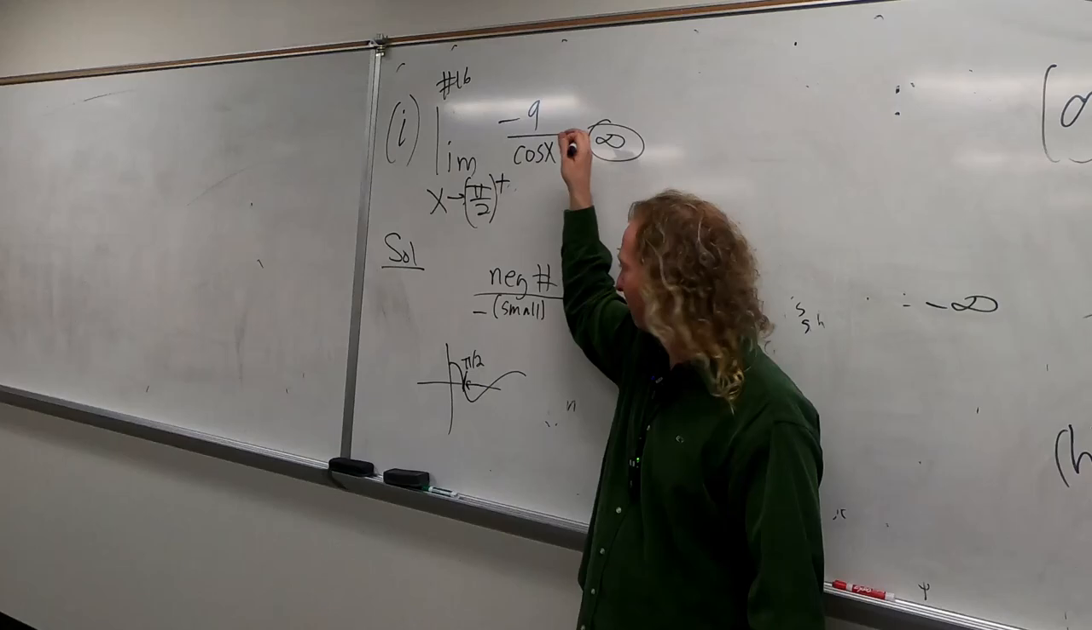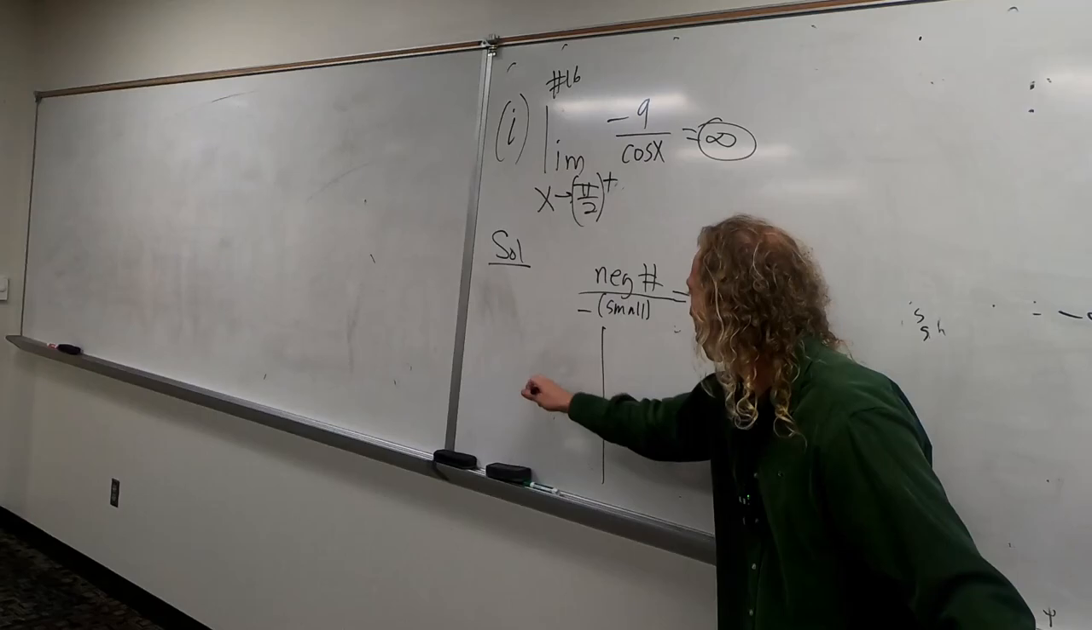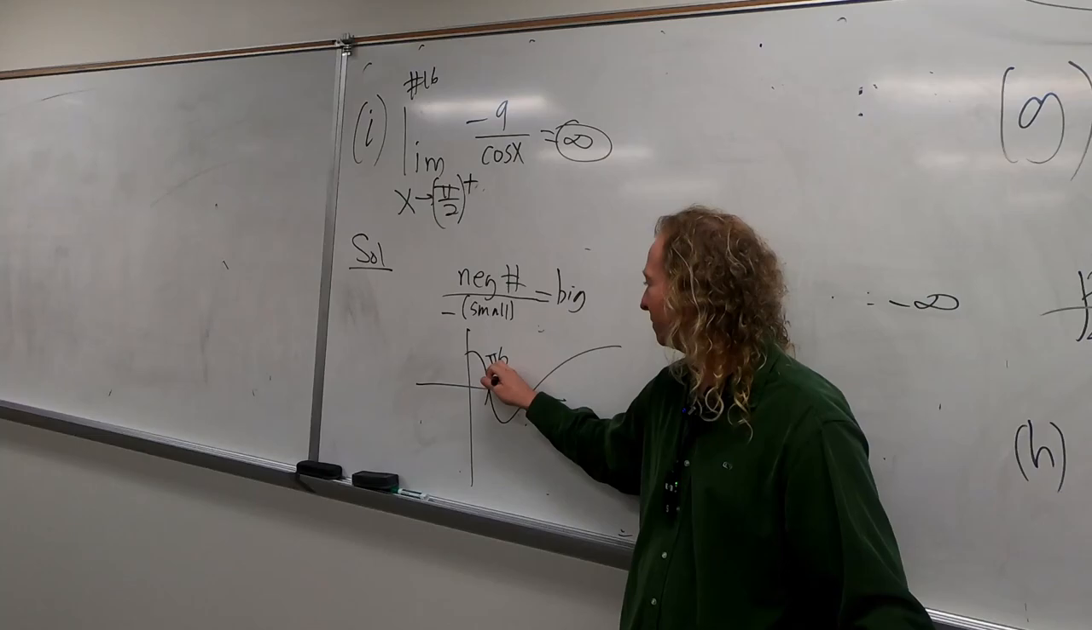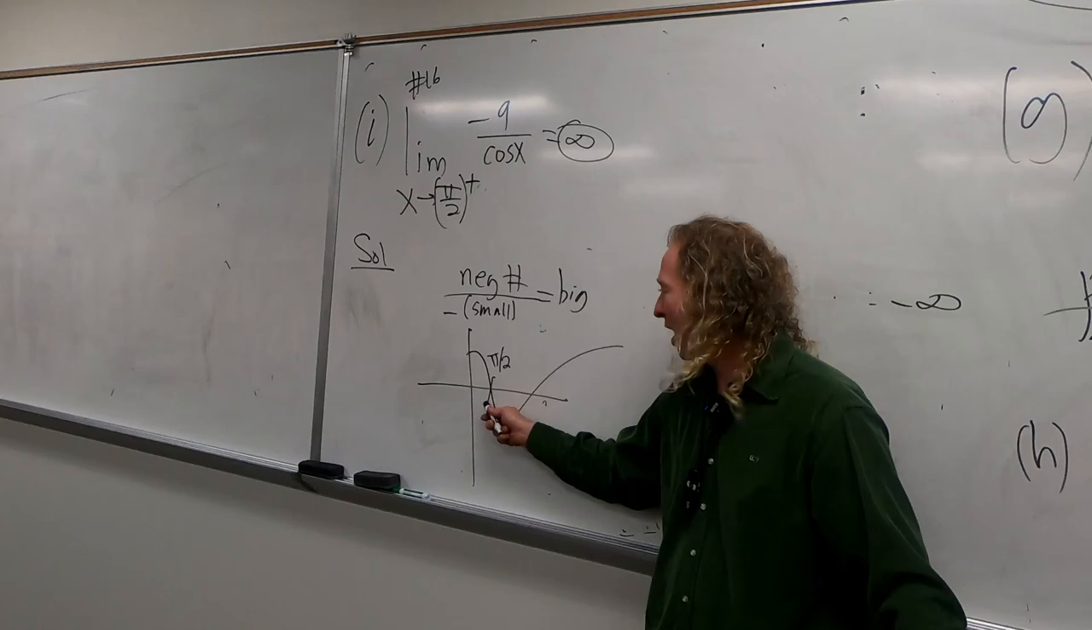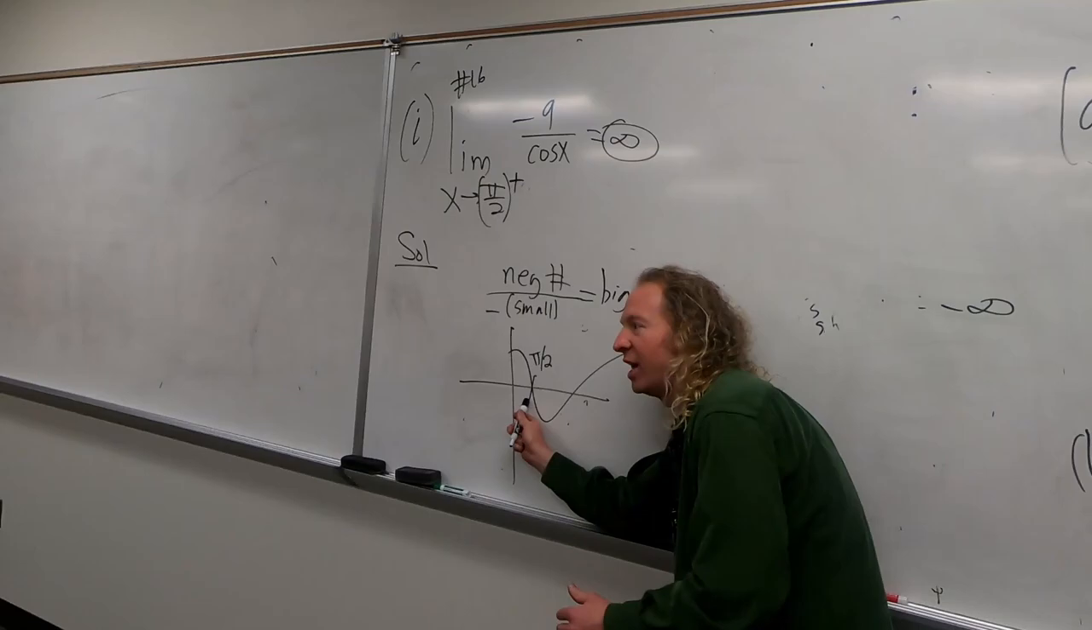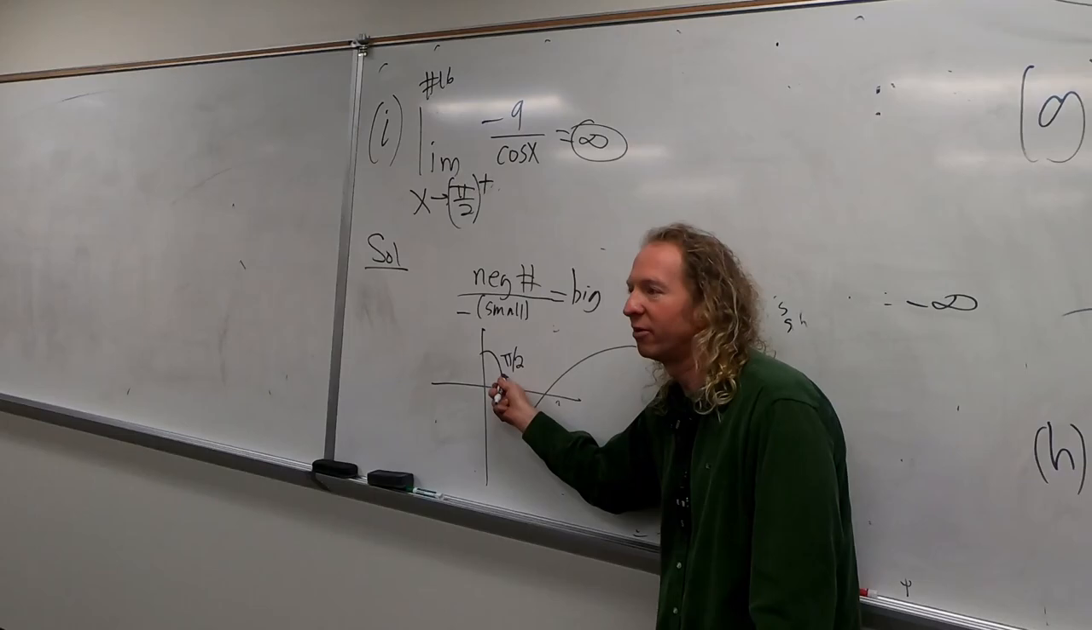Yeah, I did it really fast. Okay, so check it out. Here's pi over 2. We're approaching pi over 2 from the right. So the y values are negative down here, right? See how it's negative here? And then it's negative and small. Negative, negative is positive, so it's big. If it was over here, it'd be positive, right? Yeah, right before, like Ethan was asking.